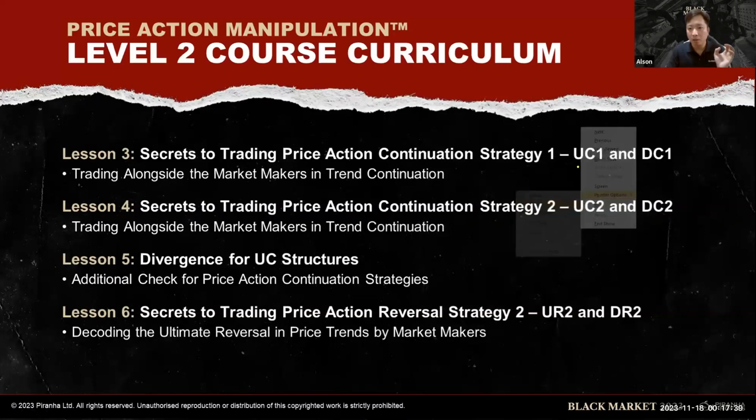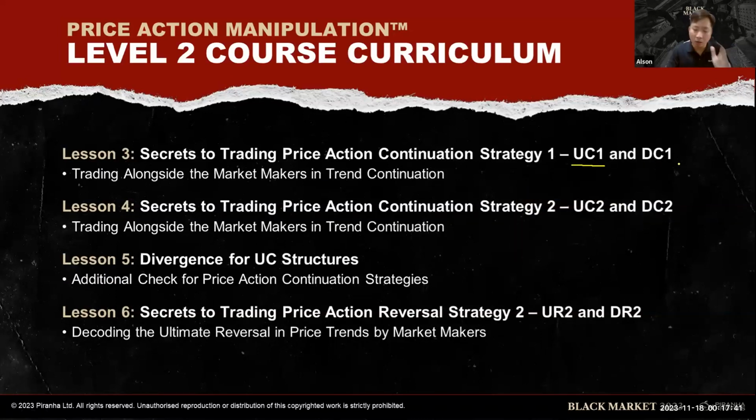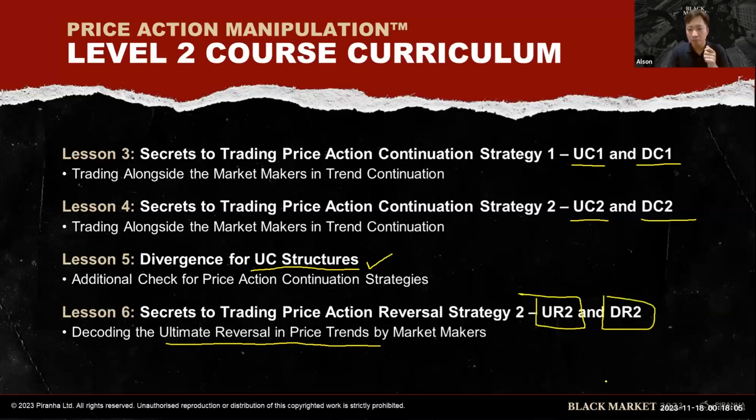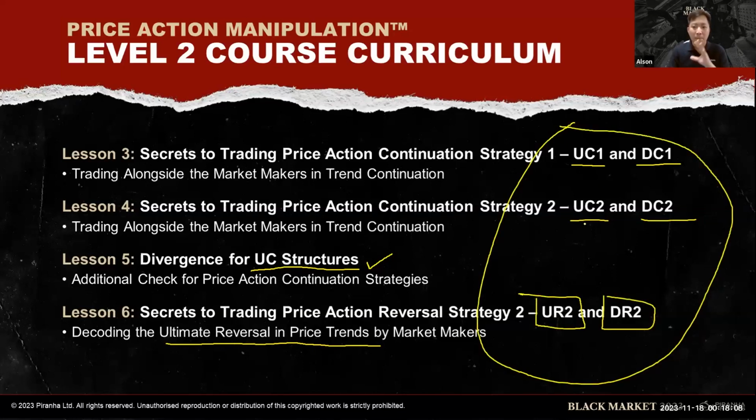We call these the up continuation 1, down continuation 1, up continuation 2, down continuation 2. These are the continuation uptrend and downtrend retracement strategies. Very potent strategies, and we'll also cover divergence for the UC structure, and also the ultimate tops and bottoms, the ultimate reversal in price trends. Very powerful UR2 and DR2. Okay, all in all, these are my main price action manipulation strategies.